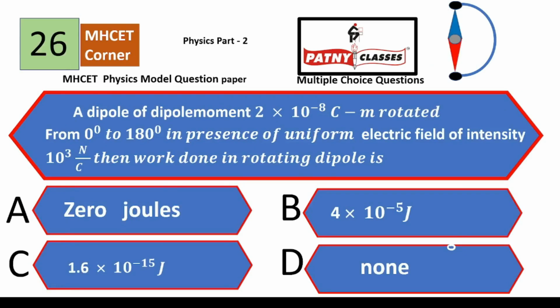Question number 26. A dipole of dipole moment 2 into 10 raised to minus 8 coulomb meter is rotated from 0 degree to 180 degree in the presence of a uniform electric field of intensity 10 raised to 3 Newton per coulomb. Then work done in rotating the dipole is: option A 0 joules, option B 4 into 10 raised to minus 5 joules, option C 1.6 into 10 raised to minus 15 joules, option D none.